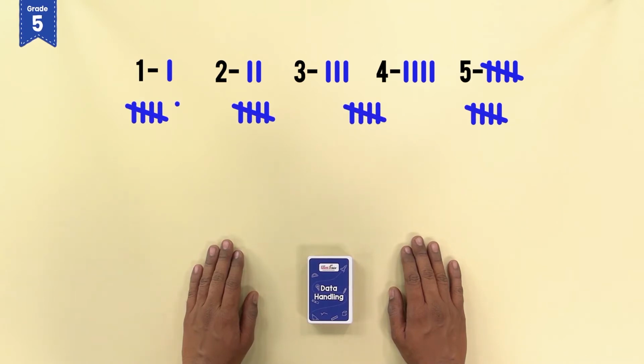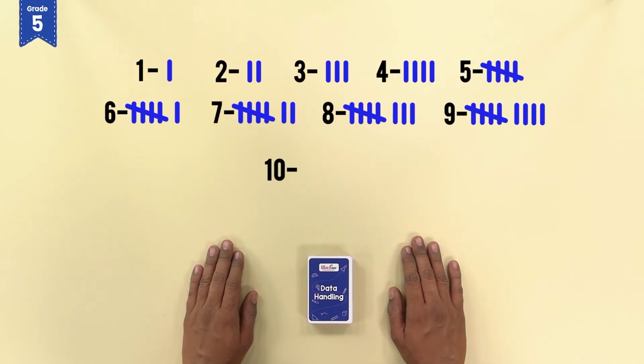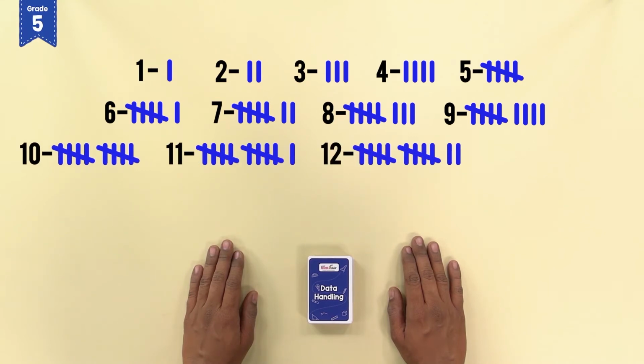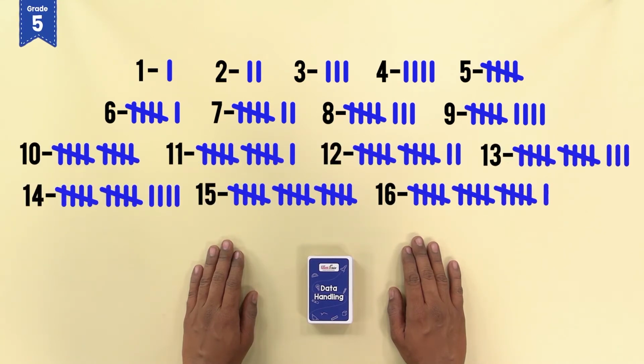And we add 1, 2, 3 and 4 vertical lines to represent the numbers 6, 7, 8 and 9 as tally marks. And the number 10 is represented by 2 tally marks of the number 5. And like this, you can represent all the counting numbers as tally marks.